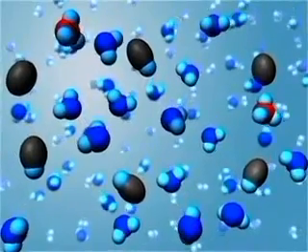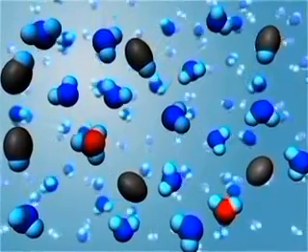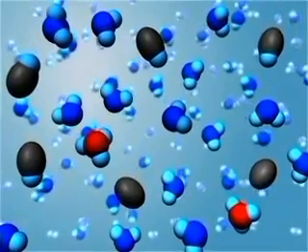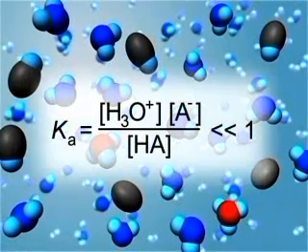Thus, a weak acid solution has a relatively high concentration of HA and very low concentrations of H3O+ and A-. Therefore, the acid dissociation constant is very small.